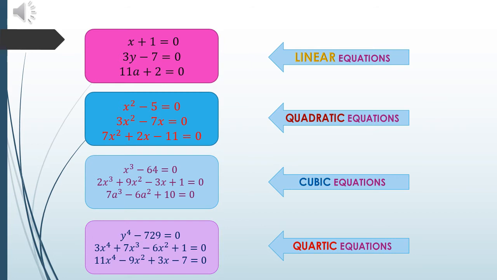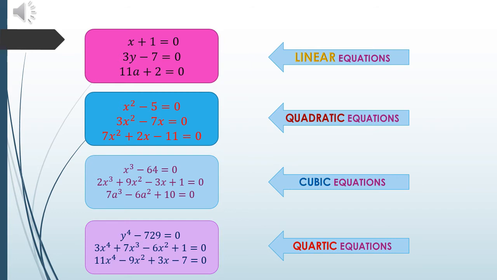2x cube plus 9x square minus 3x plus 1. We have four different terms over here, and in this equation 2x cube, the power on the variable is 3. The highest power on the variable is 3. So it is called cubic equation. Now 7a cube minus 6a square plus 10 is equal to 0. Here the highest power on the variable is 3. That's why these equations are called cubic equations.